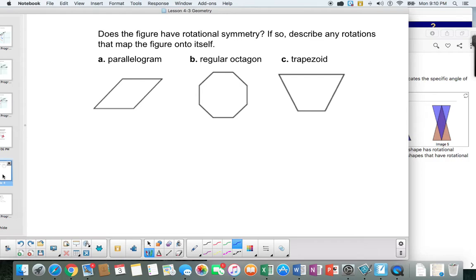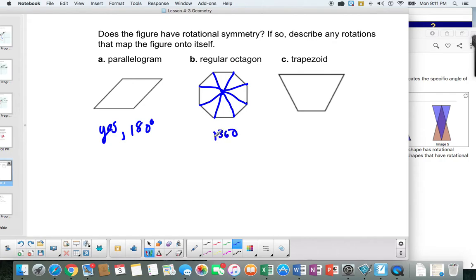Does the figure have rotational symmetry? For the first one, we just saw a demonstration with a parallelogram, and the answer is yes. And if so, describe any rotations, and that is 180 degrees. Now here on the octagon, this is what I like to do with an octagon. The center of rotation is in the center here. And then I'm going to divide it up like this, like a pizza. And I can see I have 8 slices.